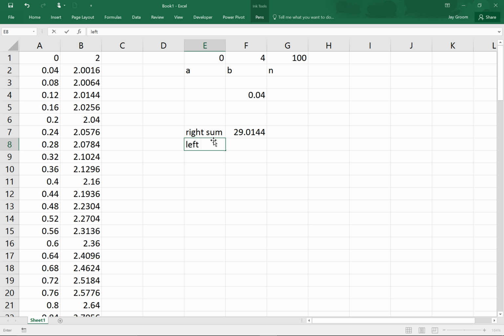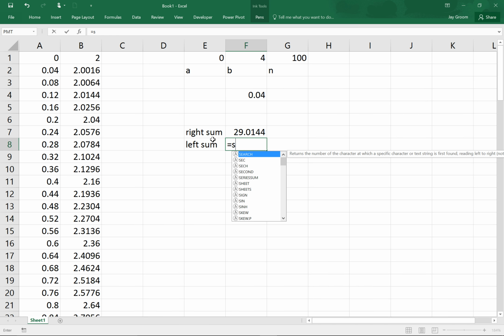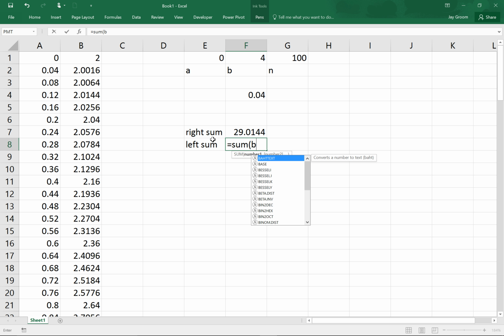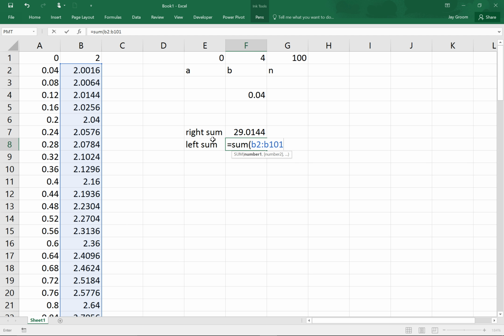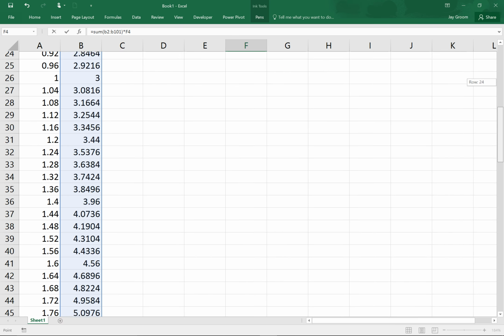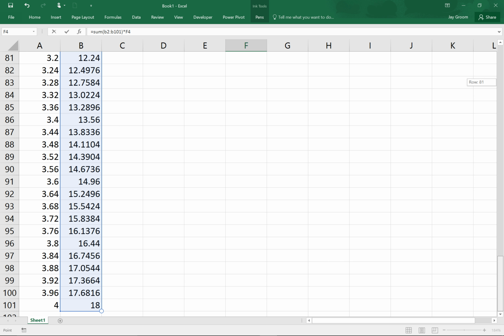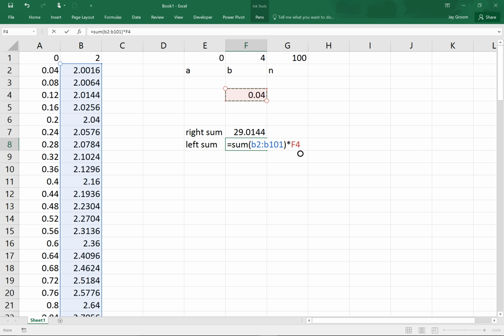And so left sum is very similar, of course, except this time we don't start at the first one, we start at the second one, right? We didn't include 0 last time, if you recall. We did it by hand. So I'm going to go to 101. And again, it's always a good idea to check yourself. Go down there, scroll down to the bottom and see if that's right. Yep, that looks right to me. Boom. Look at that, 29.65.